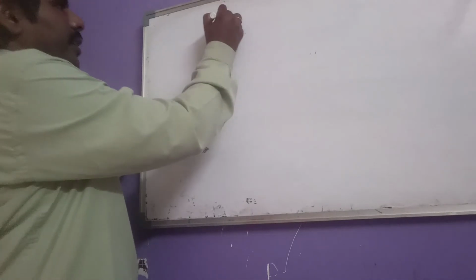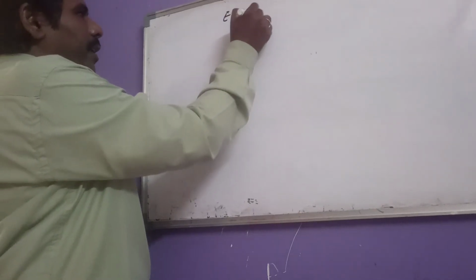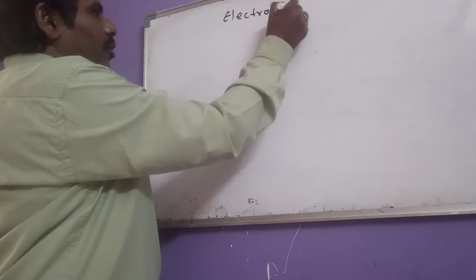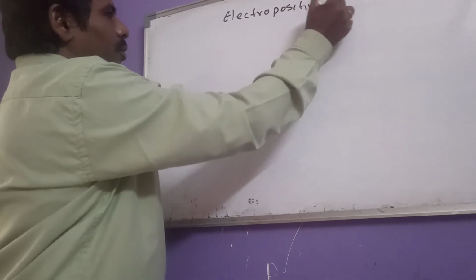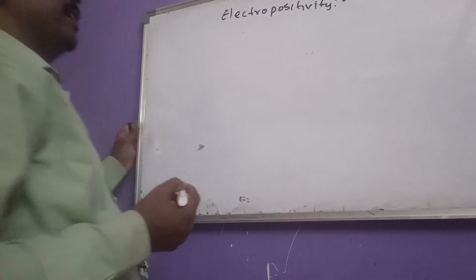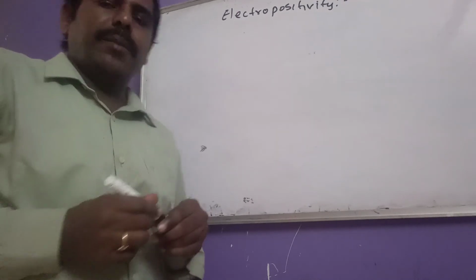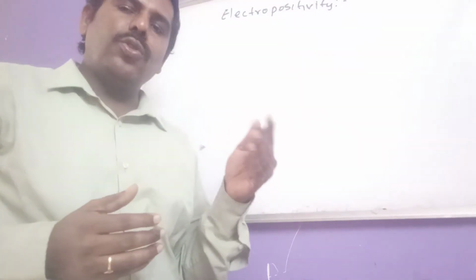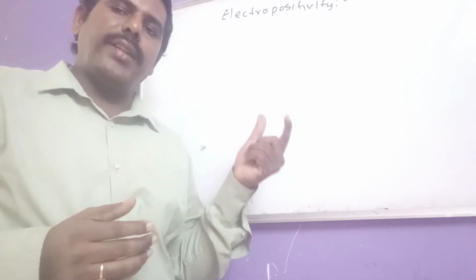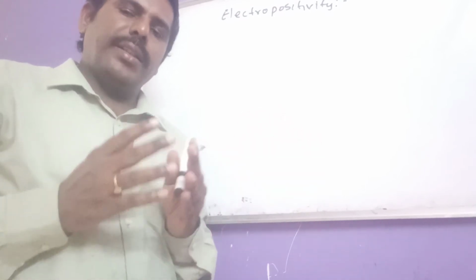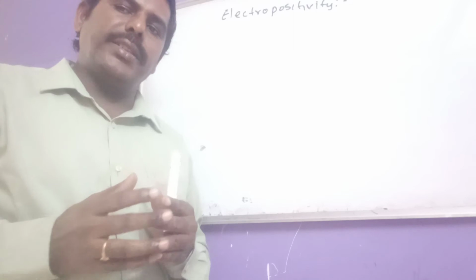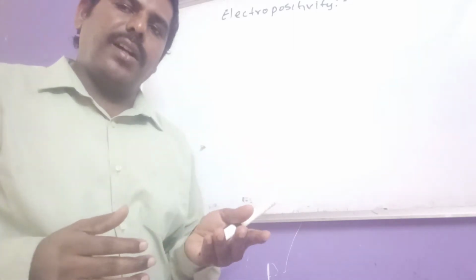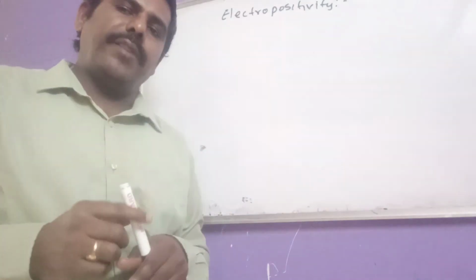Okay, now let us see another periodic property, electropositivity. What does electropositivity mean here? The tendency of an element to lose an electron is known as electropositivity.